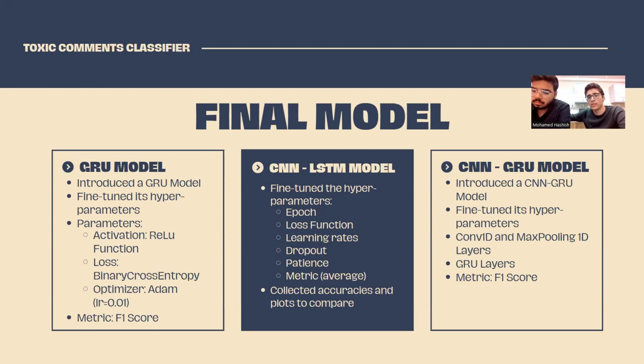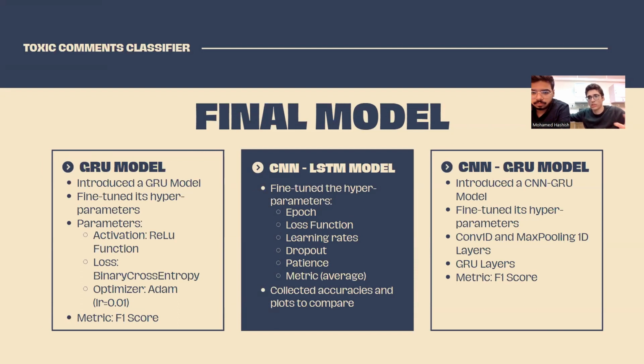And we used the same metric, which is the F1 score. Then the second model was a combination between a CNN model and an LSTM model, CNN and RNN. We fine-tuned its hyperparameters. We changed the loss function, learning rates, the dropout, the patience, and the metric's average value, either micro or macro, and we collected the accuracies and plots to compare. And we developed the final project out of these three, which is the CNN and GRU model.